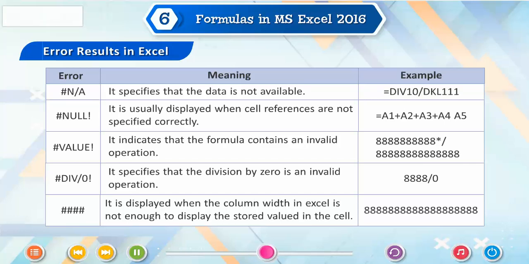Meaning, it specifies that the data is not available. It is usually displayed when cell references are not specified correctly. It indicates that the formula contains an invalid operation. It specifies that the division by 0 is an invalid operation. It is displayed when the column width in Excel is not enough to display the stored value in the cell. Example: =10/0, =A1+A2+A3+A4+A5.